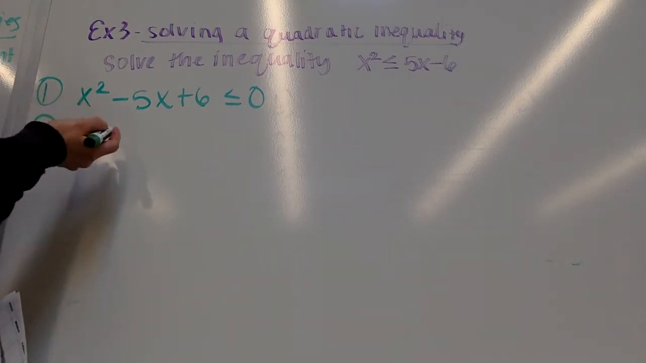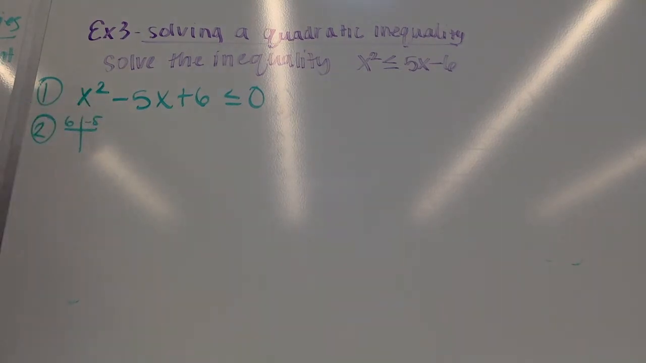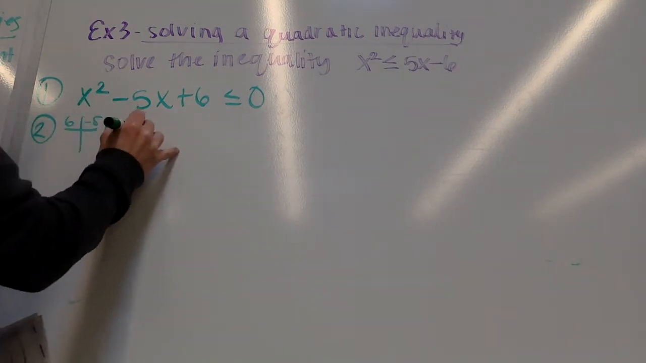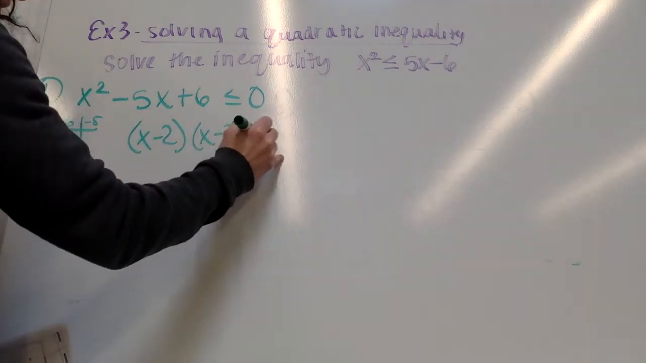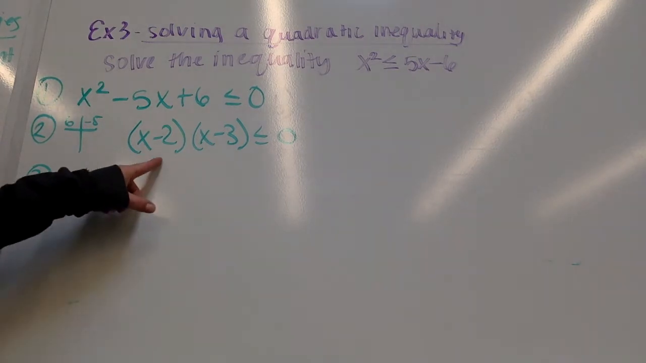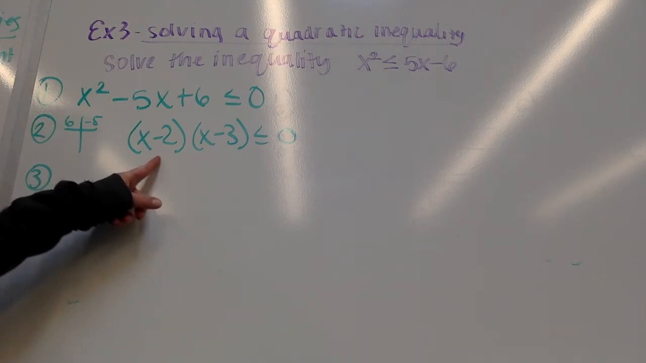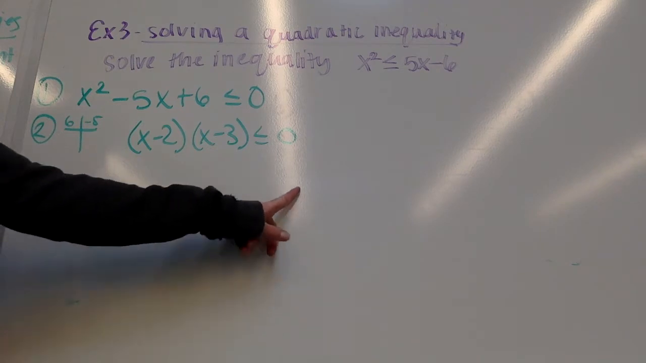So if you want to do a t-chart, that's going to be 6, and then what numbers multiply to 6 and add up to negative 5. You're going to get x minus 2, x minus 3 is less than or equal to 0, so that's factored now. And then the step 3 is to find the intervals. So now we need to split this into intervals. Well, we know that the solution to this would be x equals positive 2, and the solution to this one would be x equals positive 3 in order to get 0.